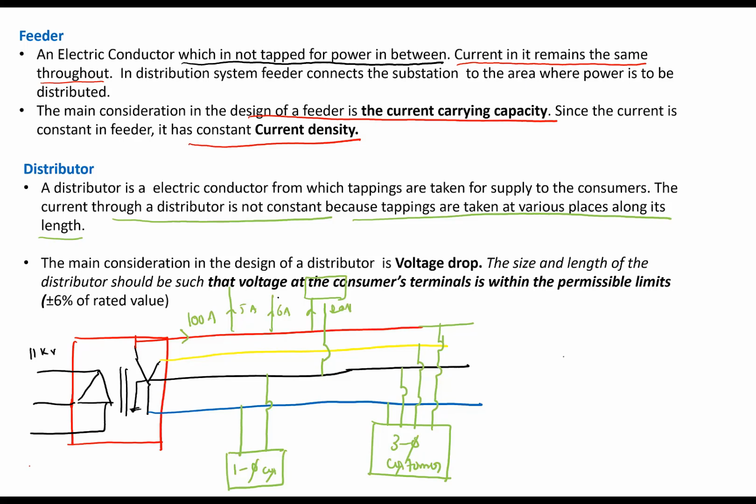No, sir. Here you can observe that the neutral will start from the secondary of the distribution transformer. This is a neutral conductor. This is R phase, Y phase, and B phase. Okay. So there is no neutral in the 11 kV line which is connected to the primary of the distribution transformer. Any doubt? Shall I move forward?